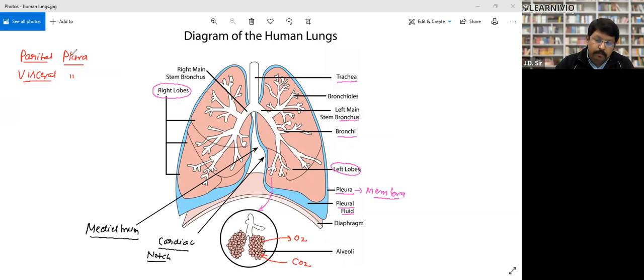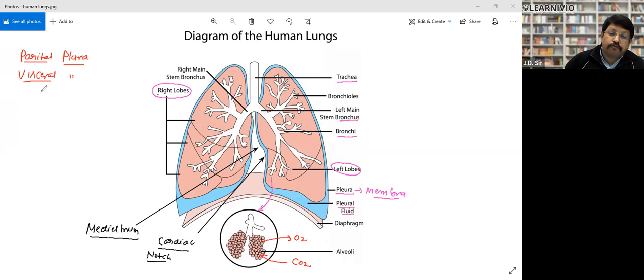In the same point, pleural fluid is filled inside this space, and it is secreted by the pleura membrane.